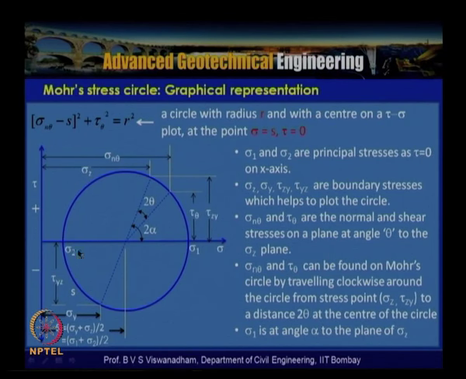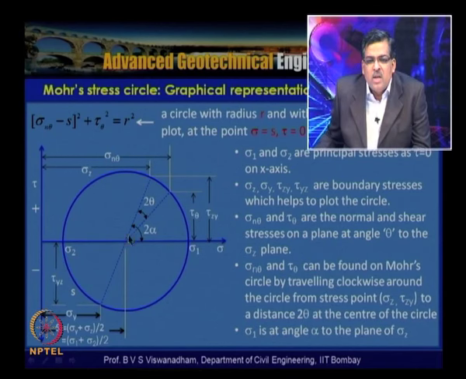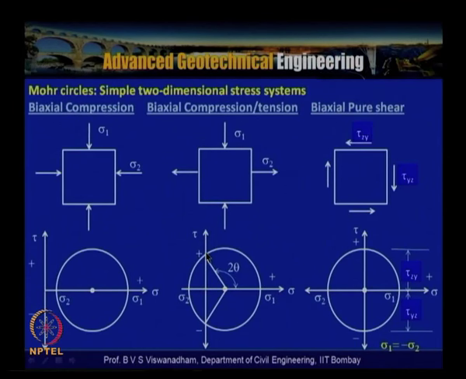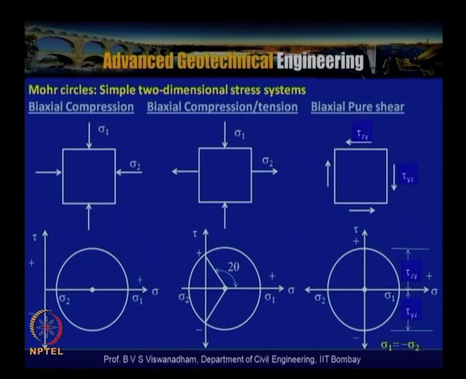So this is the angle 2 alpha and this is 2 theta, which is actually shown here. Now let us consider some examples of the Mohr circles for different conditions of stress, that is biaxial compression and tension, and biaxial pure shear.